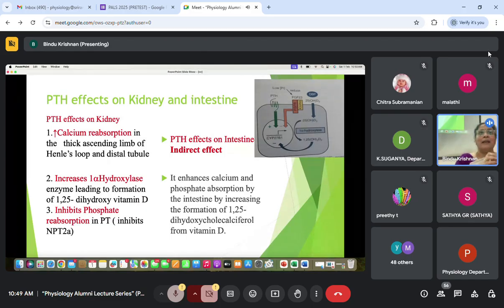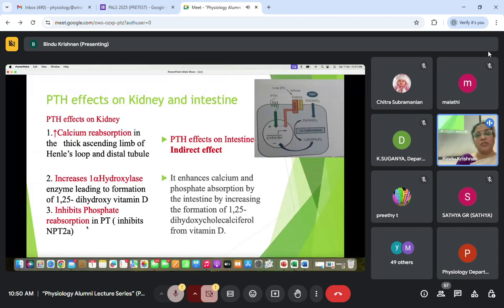Another important function of PTH in the kidney is activation or increase in 1-alpha hydroxylase. Now, this 1-alpha hydroxylase is the most important limiting enzyme which helps in converting 25-hydroxy vitamin D to the most active 1,25-hydroxy vitamin D. So here comes the indirect role of PTH. By increasing this enzyme, it is helping in the formation of 1,25-hydroxy vitamin D, which is going to increase my calcium and phosphate absorption. The third important function of PTH on the kidney is inhibiting the phosphate reabsorption.